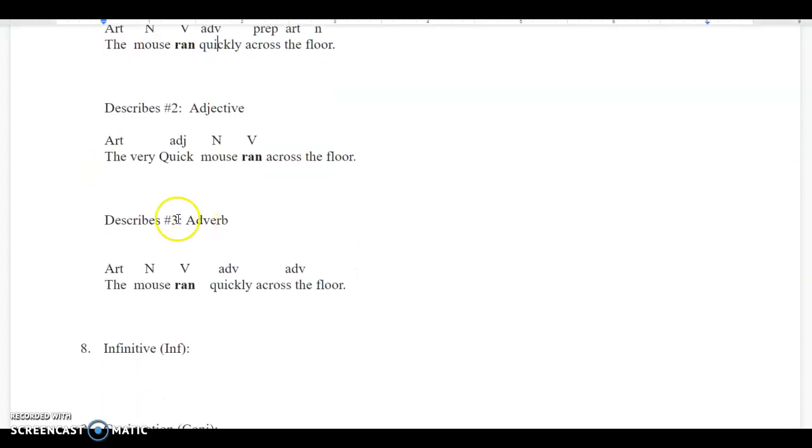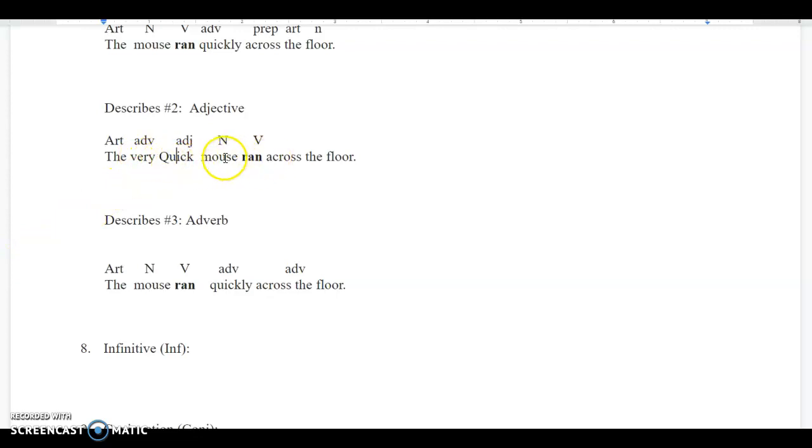Number two, adverbs also describe adjectives. Okay, so here's my sentence. The very quick mouse ran across the floor. So notice I have the word quick in front of the mouse. So that's why it's an adjective, right? It wasn't just a quick mouse. It was a very quick mouse. So very would be your adverb because you're describing the quick.